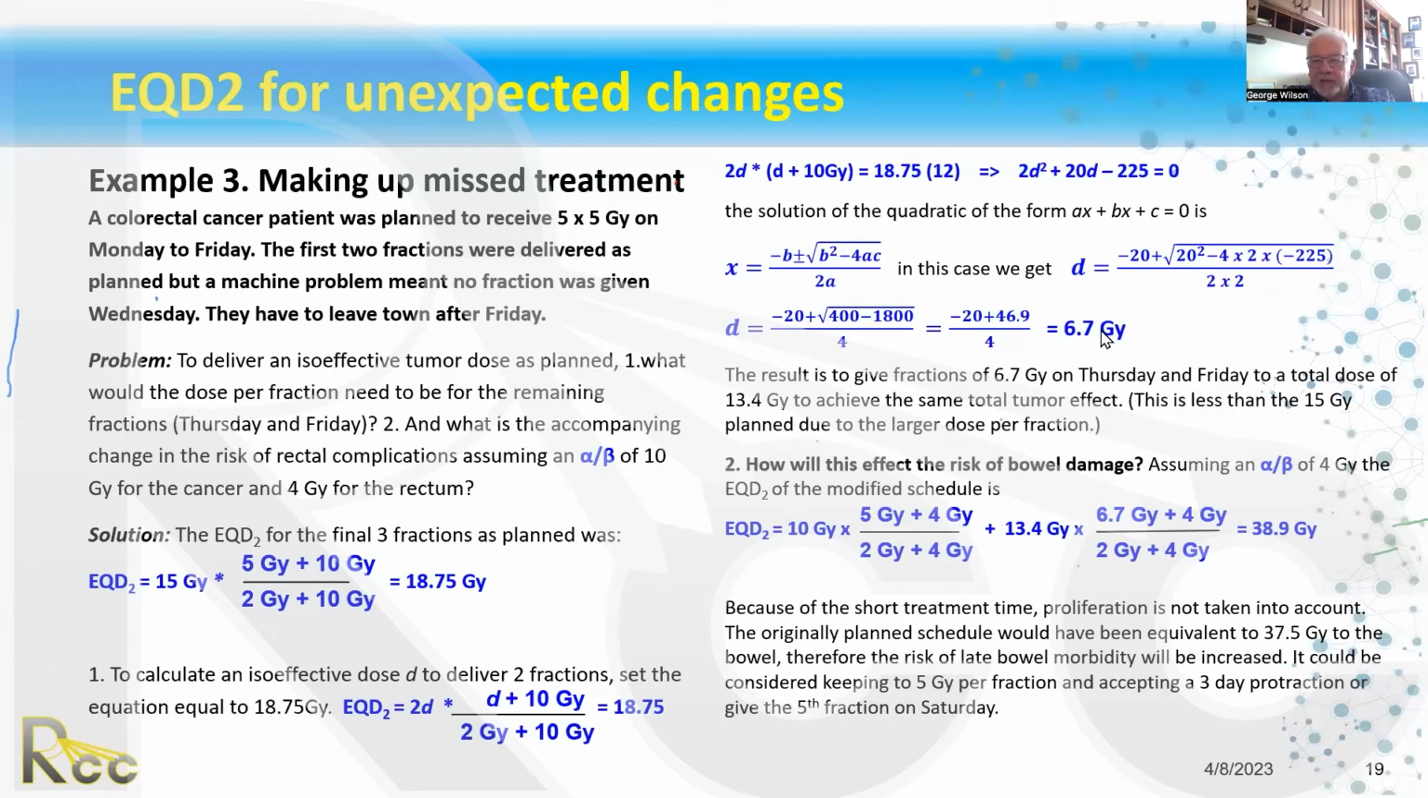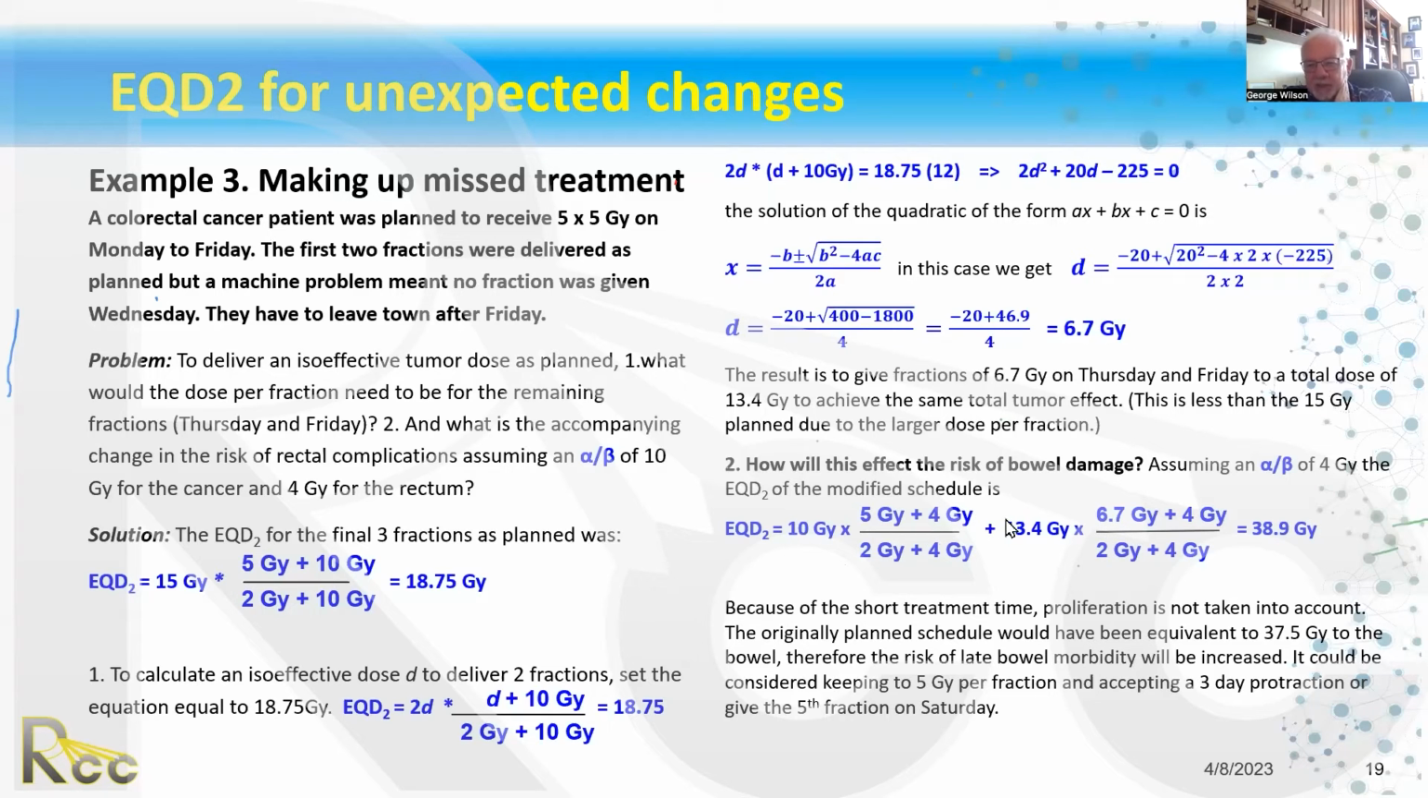However, now that we're giving 2 fractions of 6.7 gray rather than 5 gray, how does that affect the risk of bowel damage? So as we said, alpha beta of rectum is assumed to be 4. And so now we have the equation where we're giving first the first 2 fractions of the 5 gray. So this is the Monday and Tuesday fractions that were given. And then we're going to add on the Thursday and Friday fractions, which are now 6.7 gray.